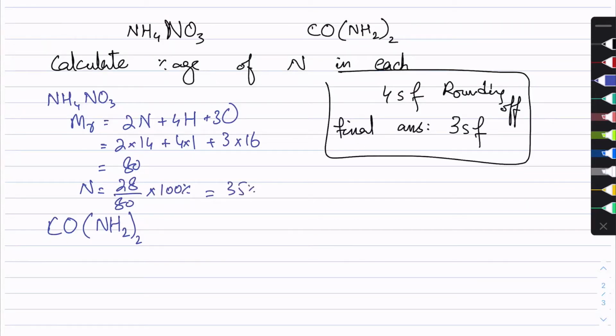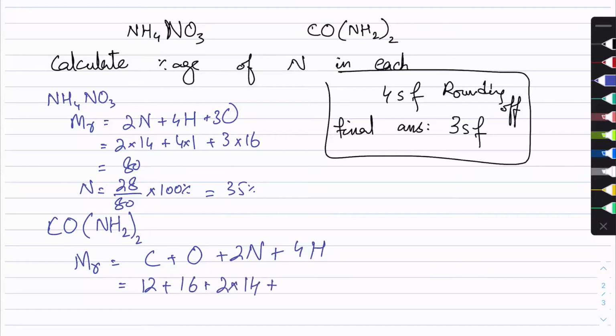Okay, now I do it for urea. MR is going to be carbon plus oxygen. And then I'm going to multiply this inside. So 1 times 2 is 2 nitrogens, and 2 times 2, 4 hydrogens. Okay, so that's 12 plus 16 plus 2 times 14 plus 4 times 1.